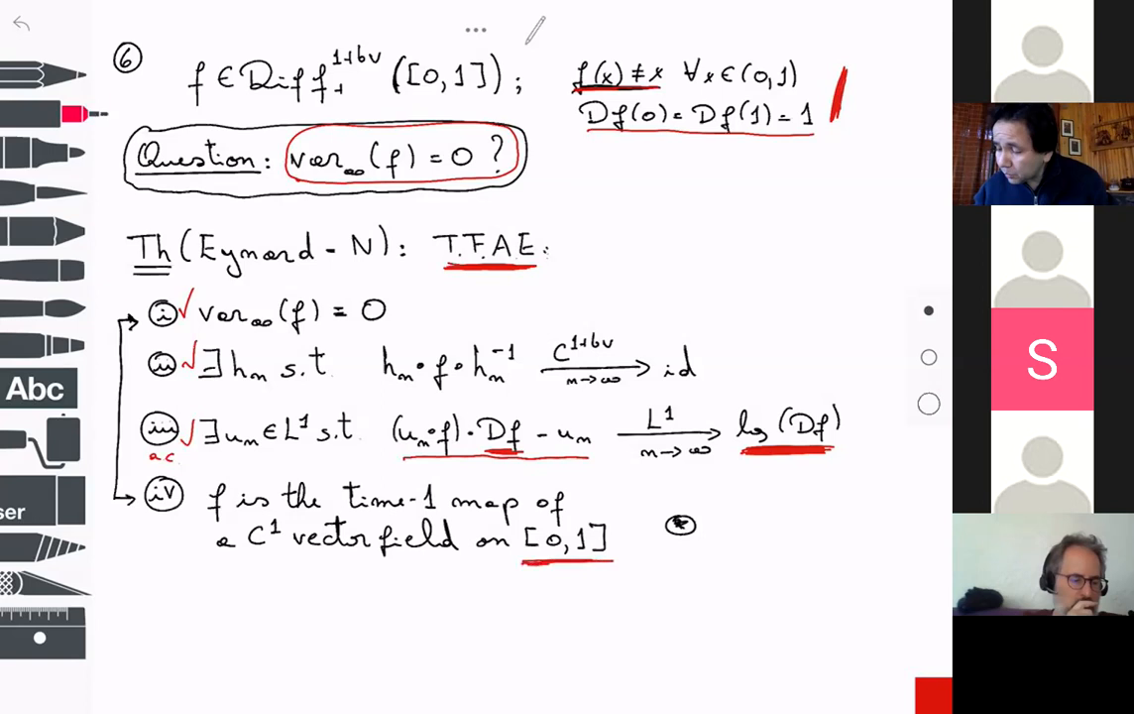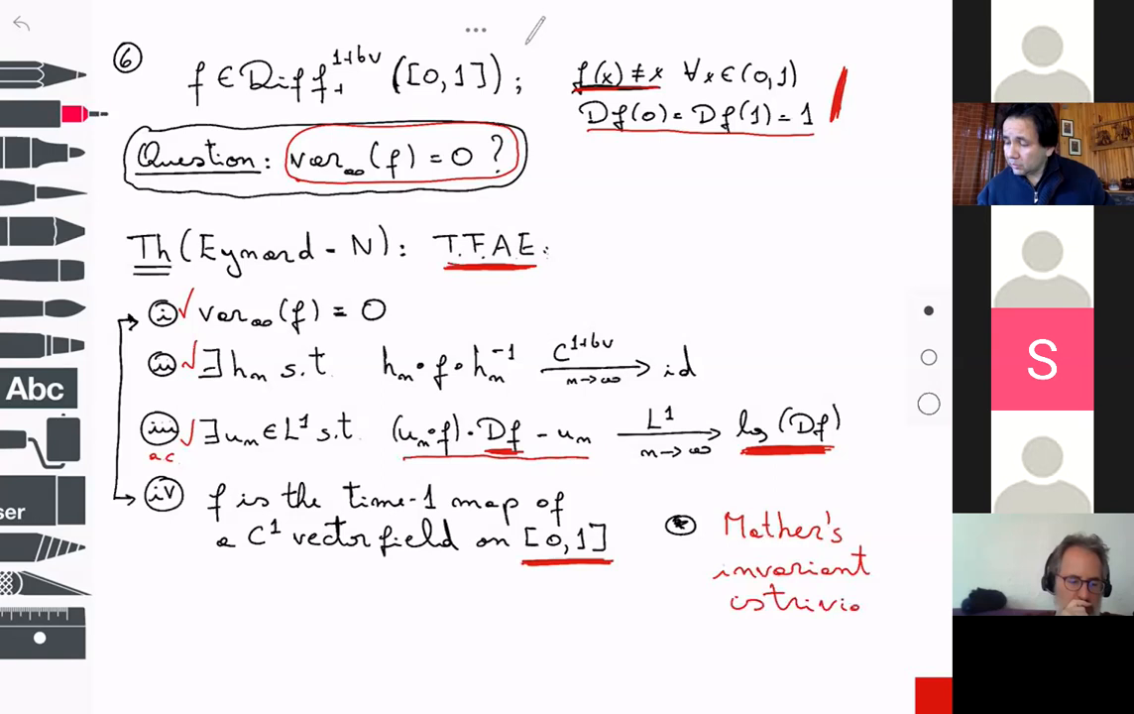This was an issue that was studied a lot by Mather again in the 70s. And another way to say this is that the Mather invariant, which is not the Mather homomorphism, by the way, that is another thing, is trivial. And I will try to explain what the Mather invariant is.